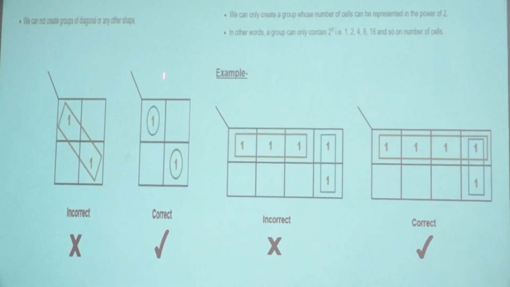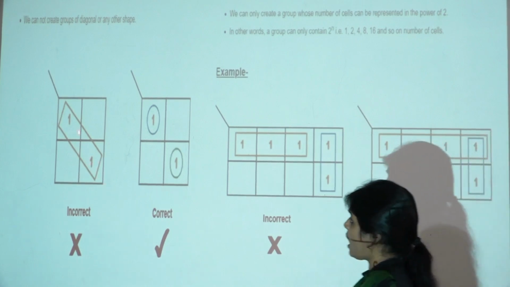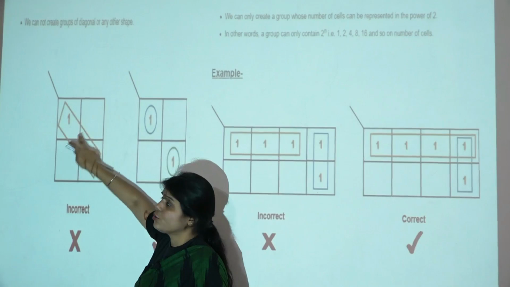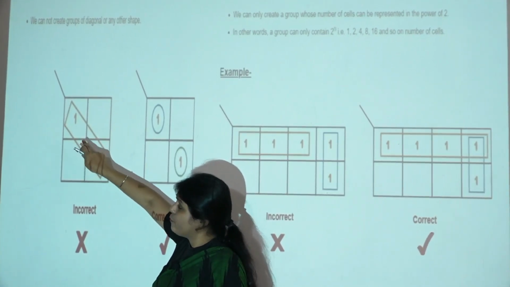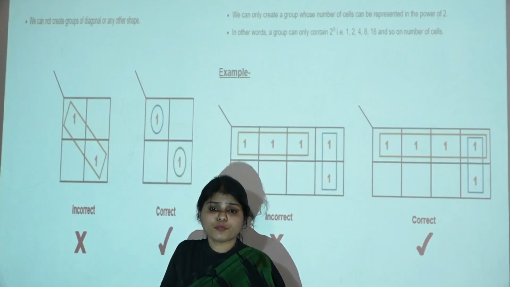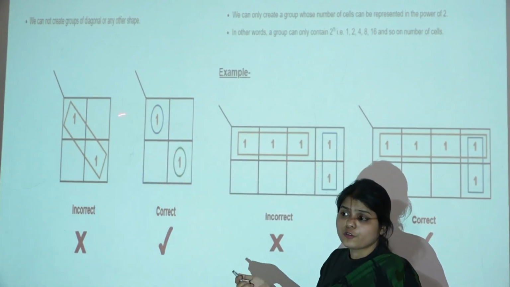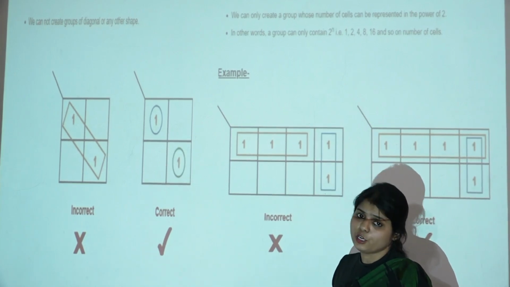This is incorrect. You may say, ma'am, when diagonal is not possible, I cannot group it like this, because if there is a 1 here or a 1 here, you could have gone for a pairing. But when you do this, this is wrong. If you don't have the possibility of pairing, then simply take them as individual terms. So when you don't have the possibility, don't go for diagonal grouping, but please put them as individual terms.